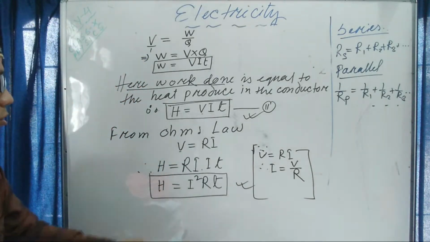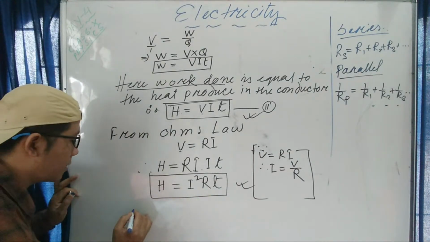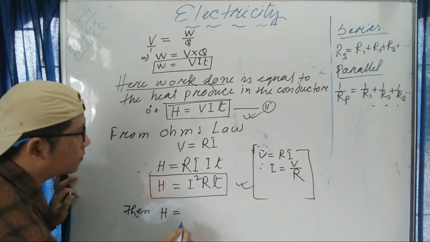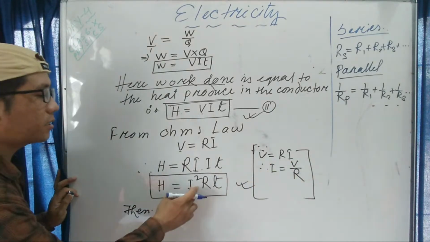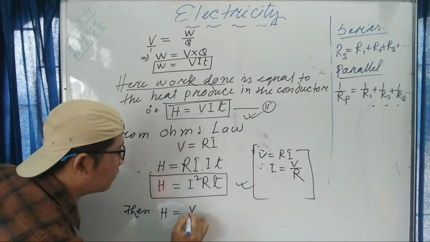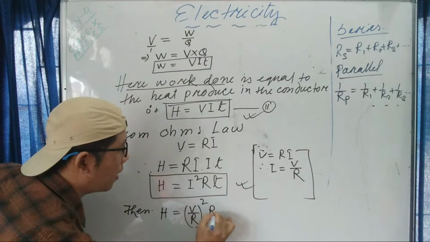So this is equal to I square RT. Then what will come here? We know that I is equal to V by R. This is I square only. Then instead of I, we can write (V by R) whole square RT.